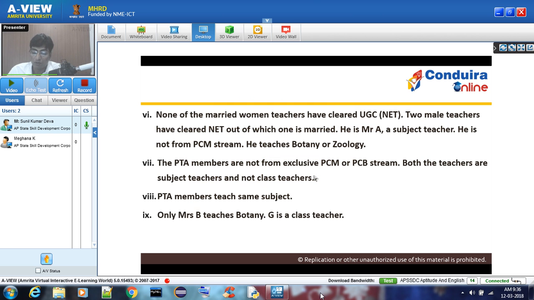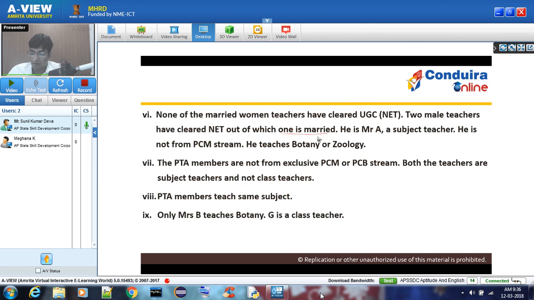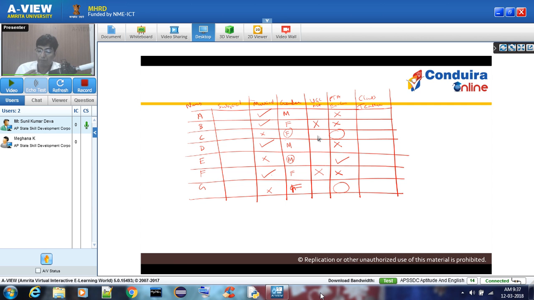Two male teachers have cleared the net, out of which one is married. So let us look at UGC net and the male. Overall, there are three male teachers, out of which two cleared. One of them is married, the other is unmarried. The married male teachers, we have A, we have D. Both of these are married male teachers. And we have one unmarried male teacher, who is E. So who cleared the UGC net? One married male teacher, which means one of these two, A and D, cleared the UGC net. I don't know whether it is A or D, but one of them cleared it. But I also know that E cleared it, so let's go ahead and put in a tick.